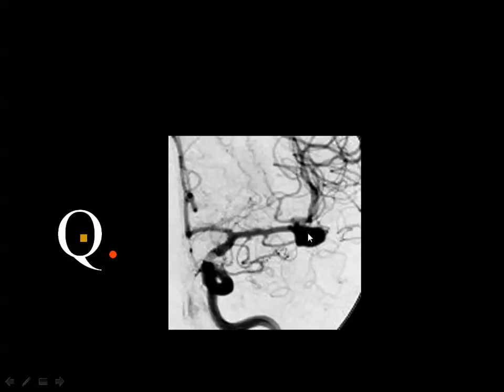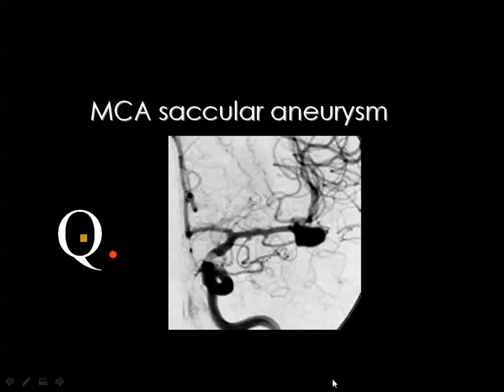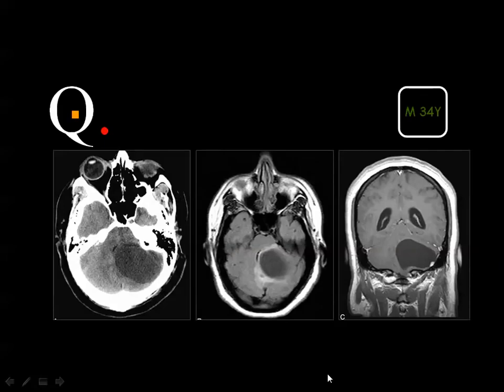And I mean, you may say that this is M1 segment and starting M2 segment at the junction between both, but you have to say that this is the saccular aneurysm of the middle cerebral artery.